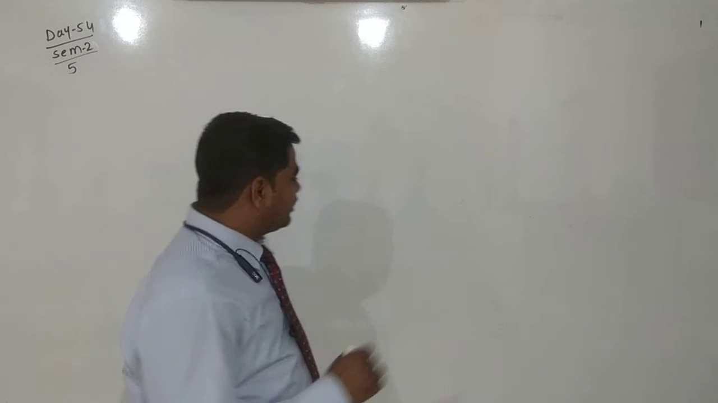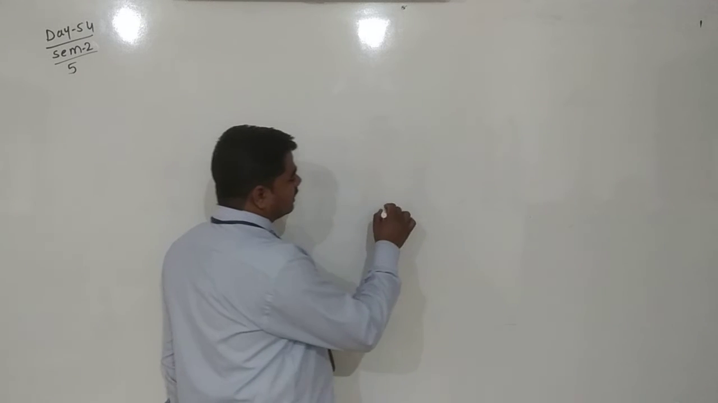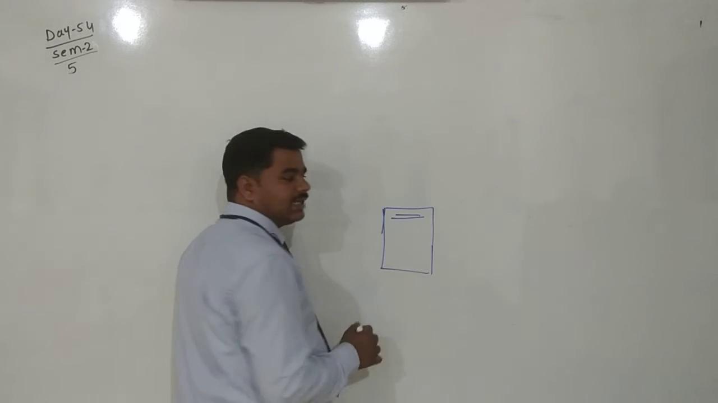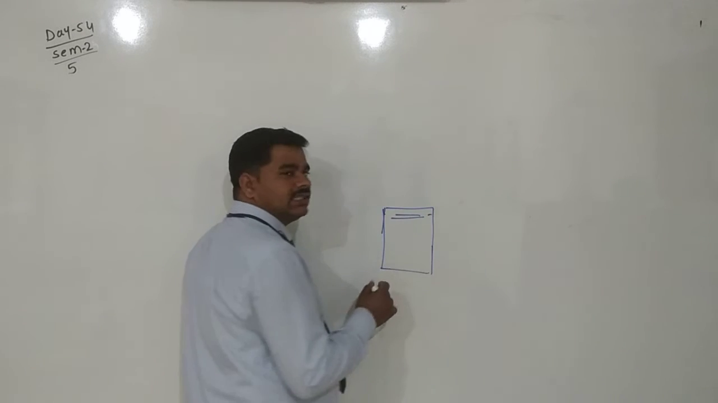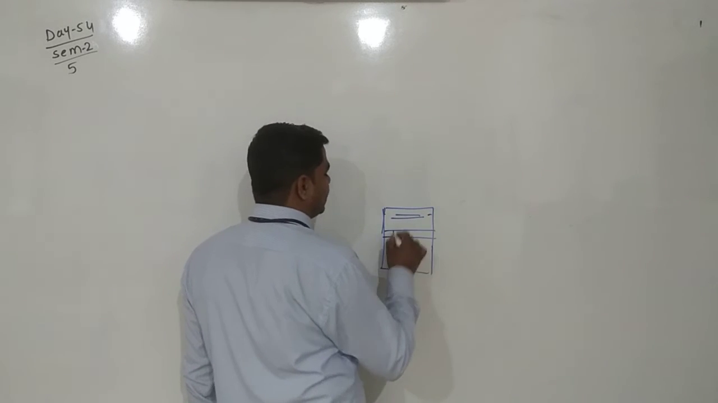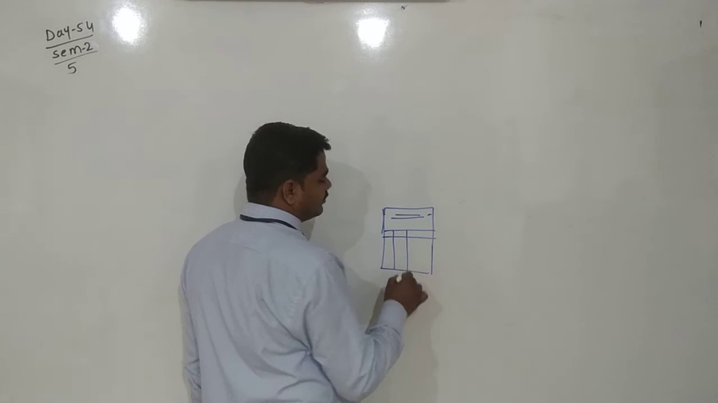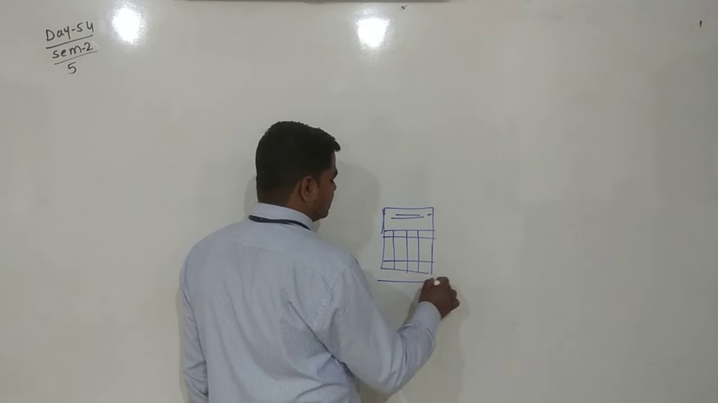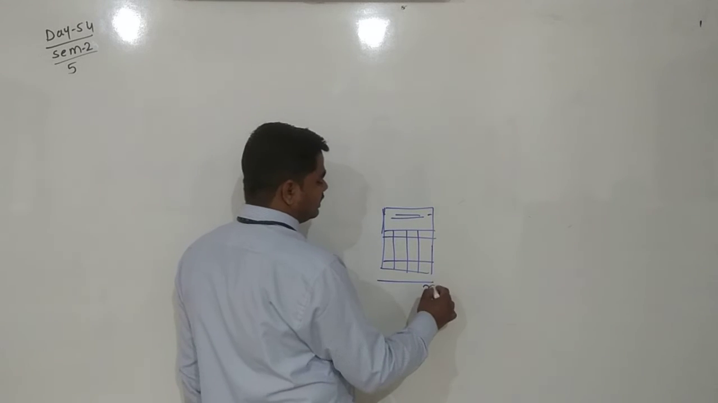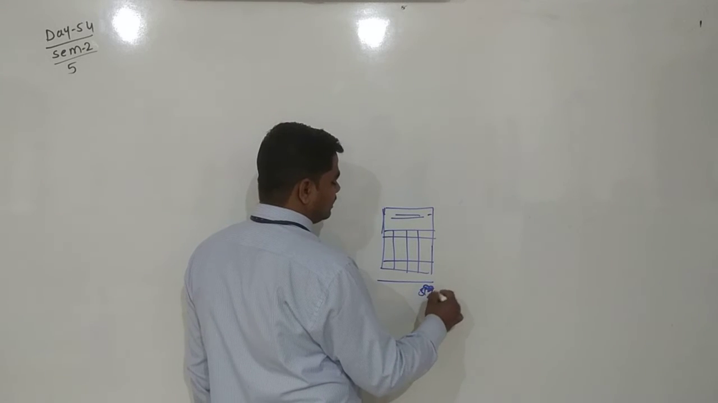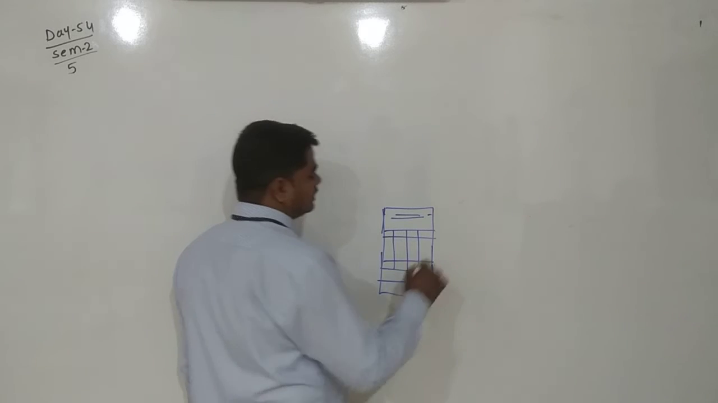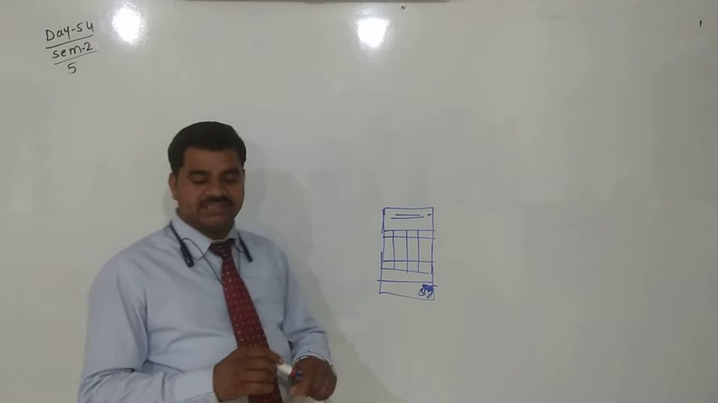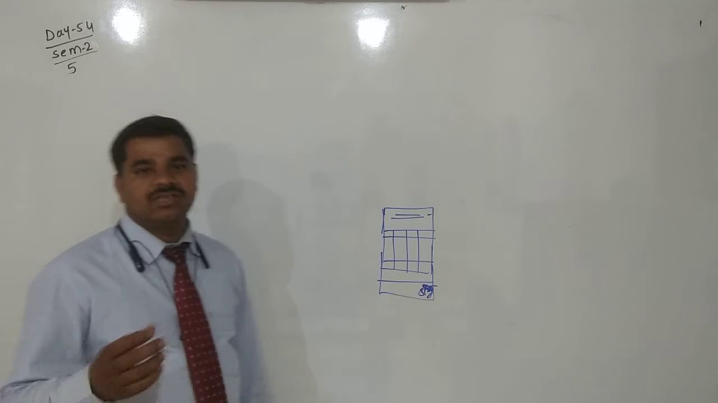The bill is a receipt like this. Here is the shop name, bill number, and date. Then the items you purchased, with serial number, item name, the cost of the item, and the total amount. Their signature is here. The bill has everything. Like this, today we will discuss how to prepare and write bills.